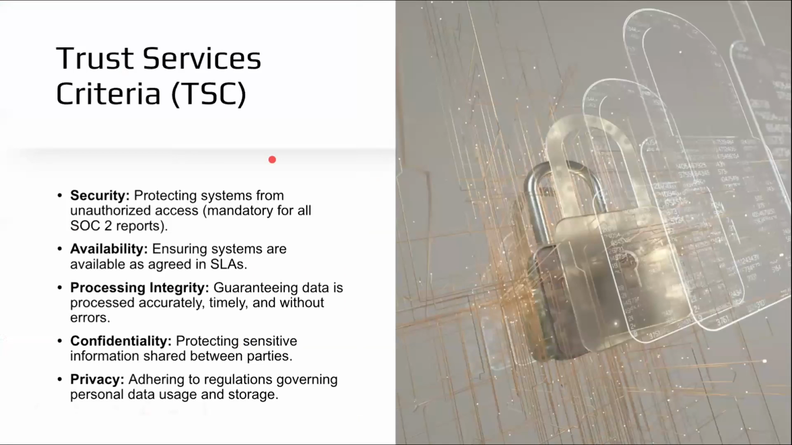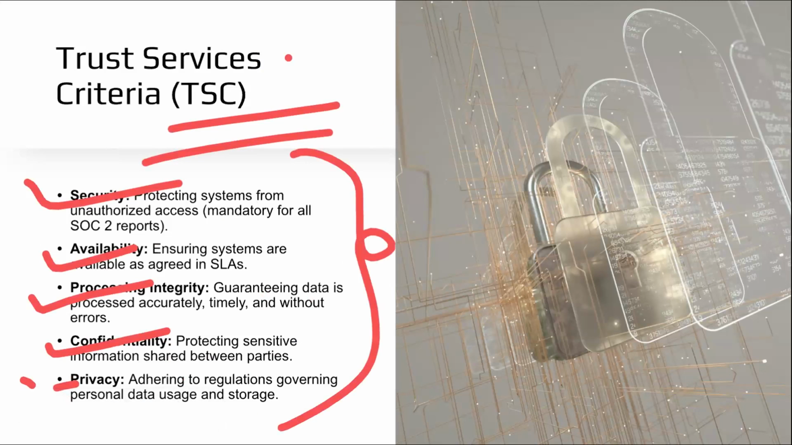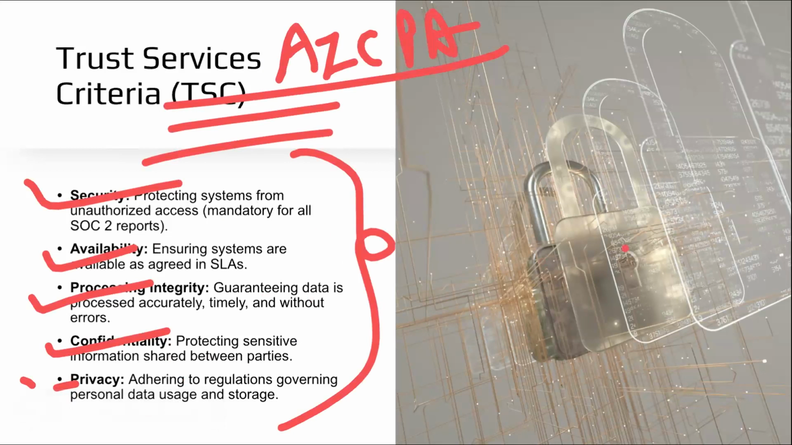Now, what are the trust services criteria? Trust services criteria is basically a set of controls that are checked in the SOC 2 reports. Controls related to security, availability, processing integrity, privacy and confidentiality are all there. Basically these are the set of controls which the auditors check. If you remember, the auditors are from AICPA, the auditing firm that audits SOC 2.